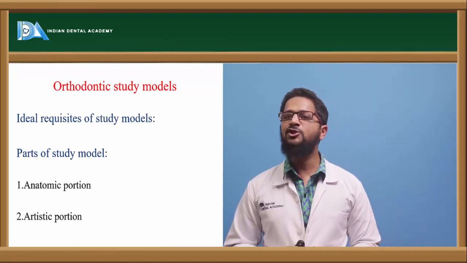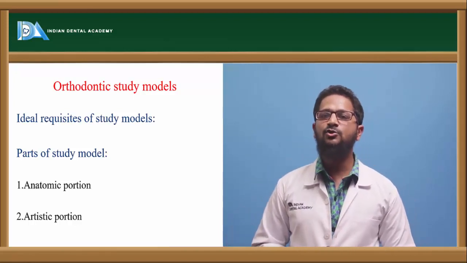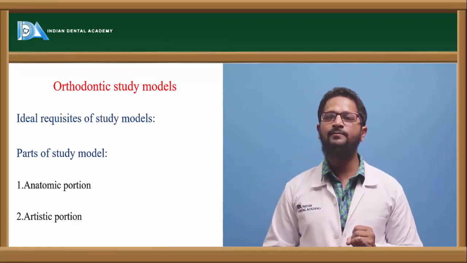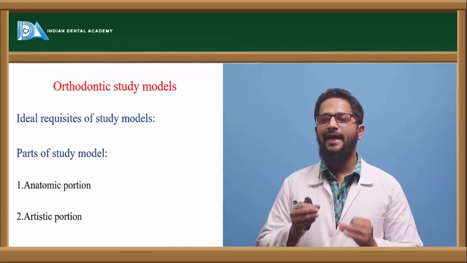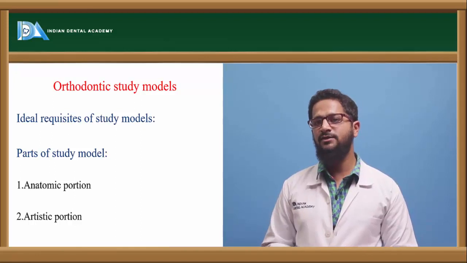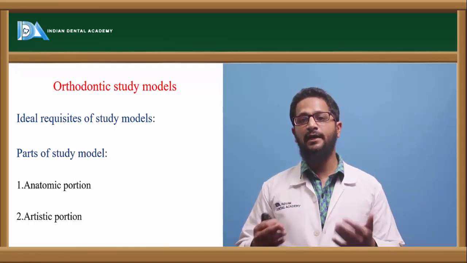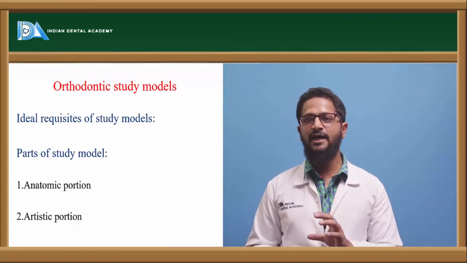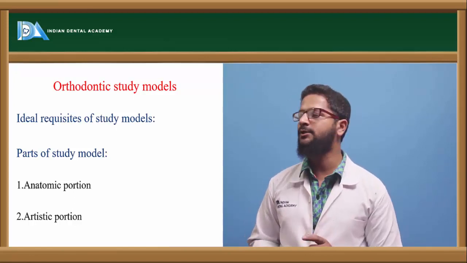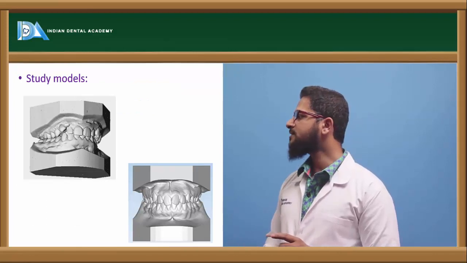What are the various parts of these study models? Study models usually have two parts: the anatomic portion and the artistic portion. The anatomic portion is the actual impression which is taken, that is the teeth and the supporting structure. The artistic portion is what we build up with the help of plaster. This artistic portion supports the anatomic portion. Now this is the study model.